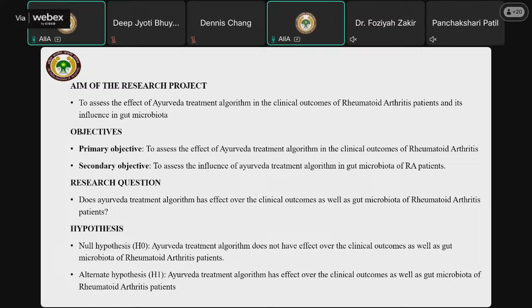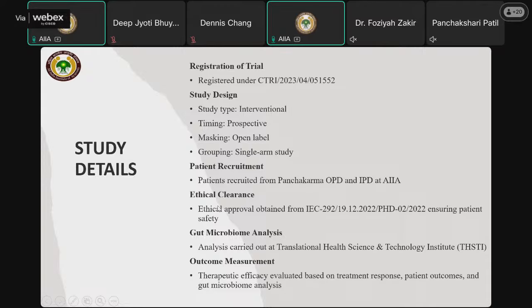The research question was, does Ayurveda treatment algorithm have any effect over the clinical outcomes as well as gut microbiota in RA patients? And we had these hypotheses as null hypothesis and alternate hypothesis. The study was registered under Clinical Trials Registry of India. It was an interventional, prospective, open label, single arm study.